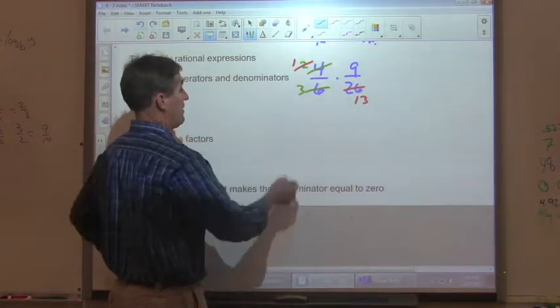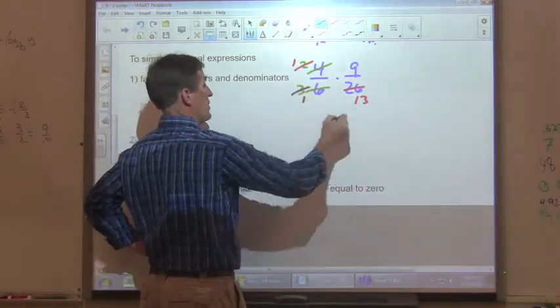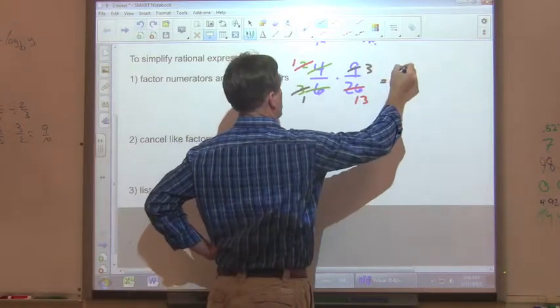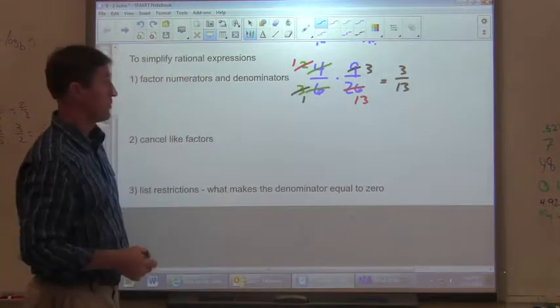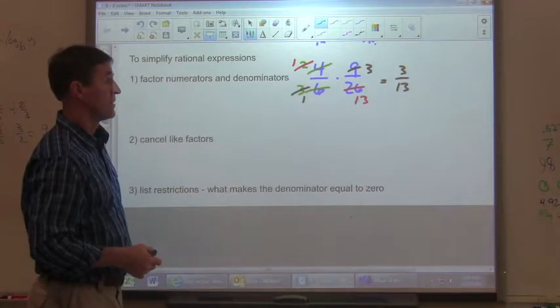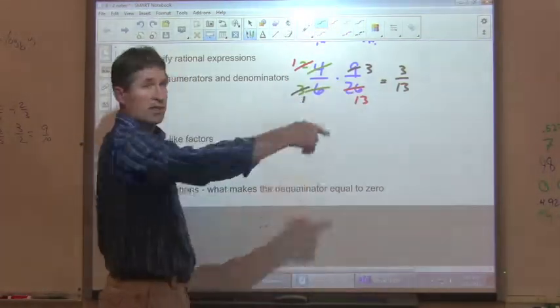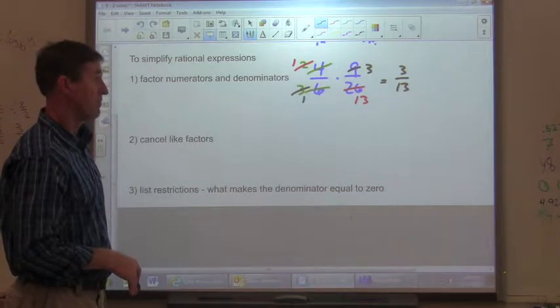I still have a 3 here that goes into the top, so 3 goes into 3 once, and 3 goes into 9 3 times, and we get 3/13. Okay? Now you could have multiplied that and gotten 36 and gone 6 times 26 and then reduced, but it's a little easier to cancel beforehand.